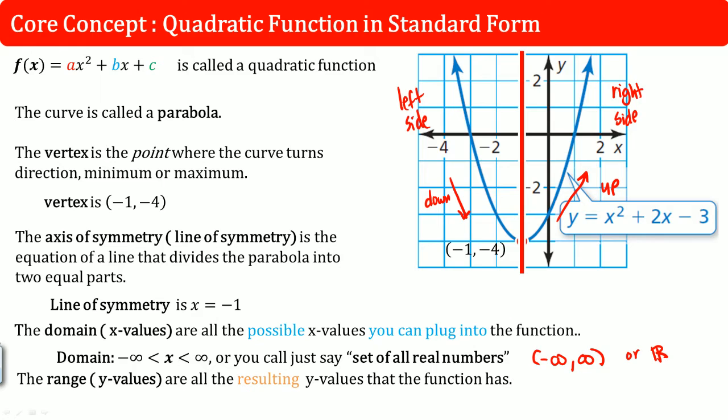The range are your y values. The range is defined as all the resulting y values that the function has. It's the output. And in this case, the output here is -4, the smallest y value it can take, and it goes all the way up to positive infinity. So you could say y is greater than or equal to -4 but less than infinity. In interval notation, you can see it like this: bracket, -4, comma, infinity, open parentheses. Okay?